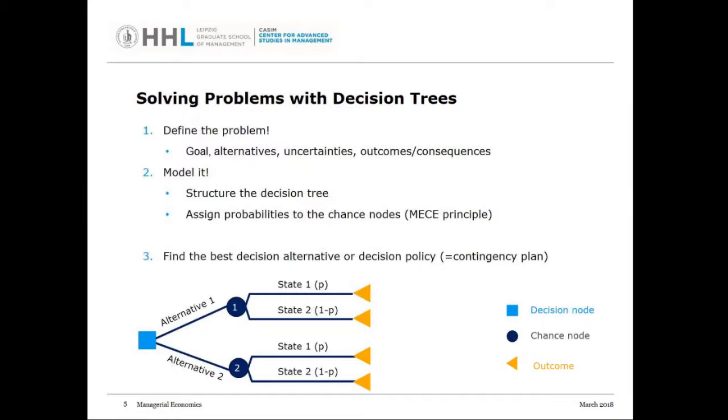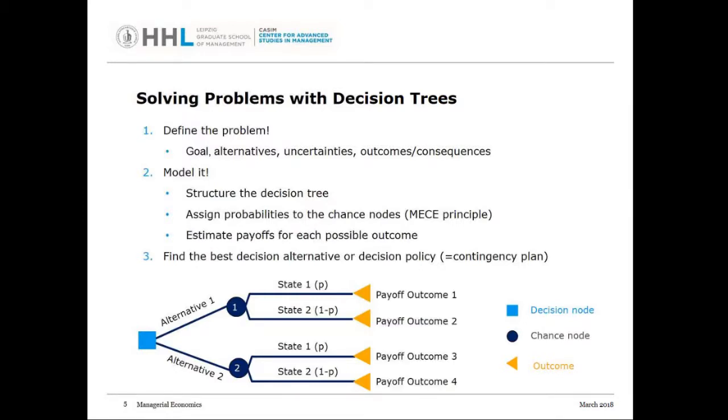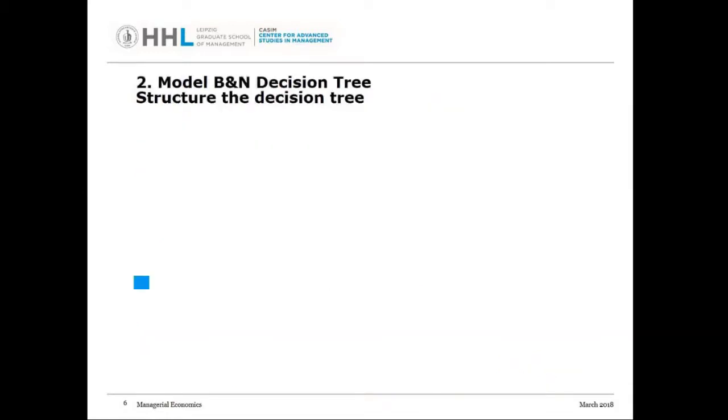We can have a number of states, and for every single path, starting from the first node to the last, we have an outcome, and this is denoted by an orange triangle. And the orange triangles are associated with the payoff we will look at. This is something that makes more sense if we really apply it to our specific problem. So we go back to the decision of Barnes and Noble and try to create a decision tree.